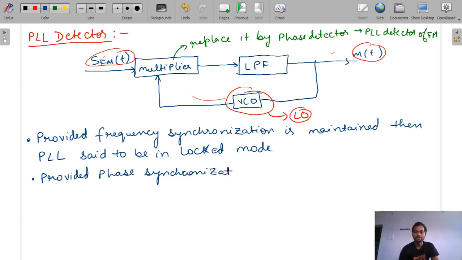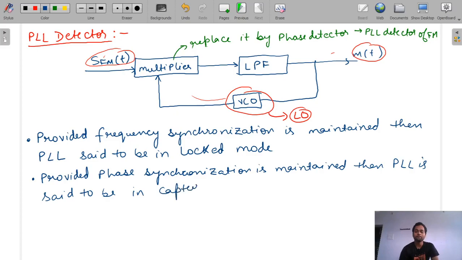Phase synchronization is maintained, then PLL is set to be in capture mode. So this is just two terms. This might come in board examination, such type of GATE examination.